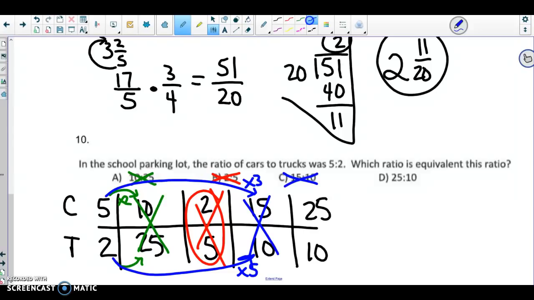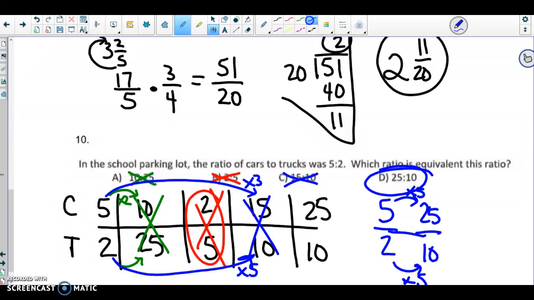Let's see if we can prove that. So I'm checking, is 5 to 2 the same thing as 25 to 10? And I just pulled those out so I could see, well, how did I get there? I multiplied by 5, and I multiplied by 5. So yes, that one is the same. Okay?